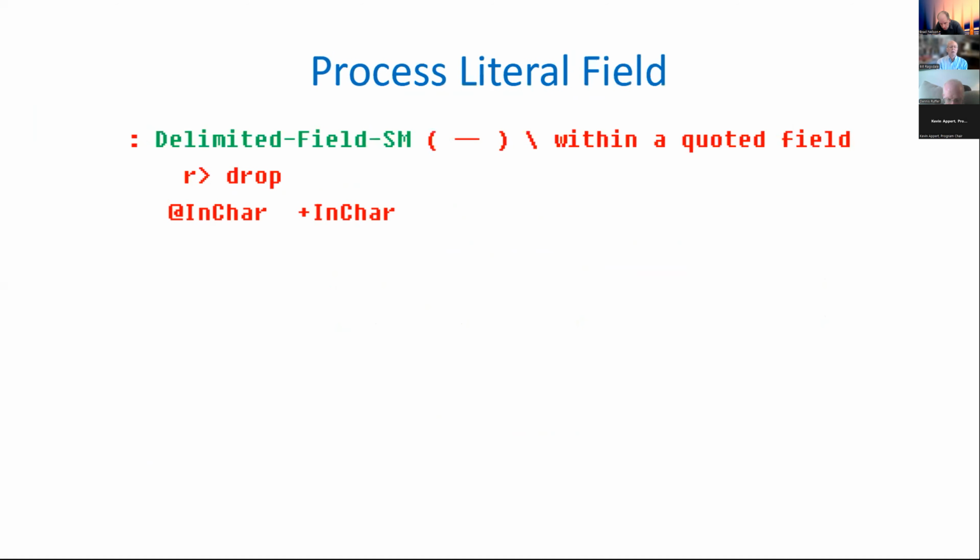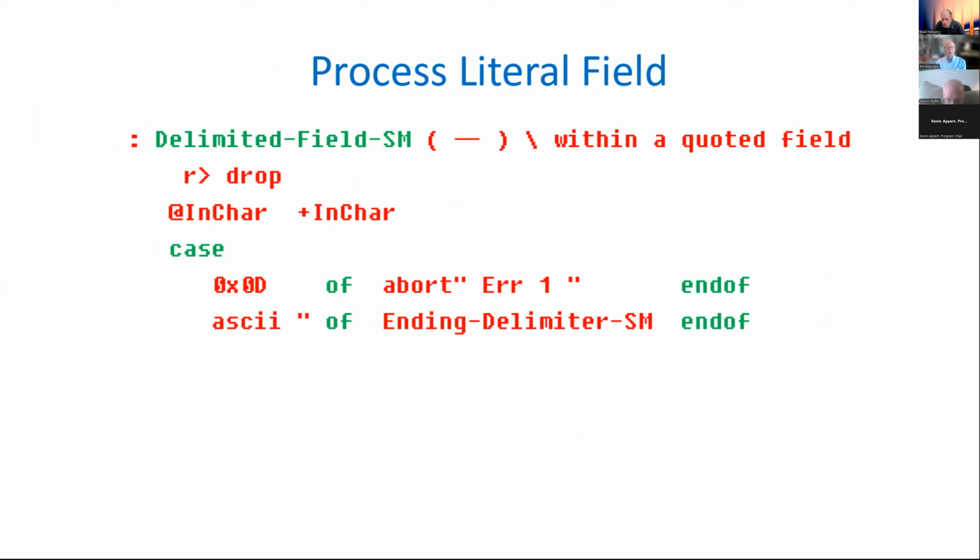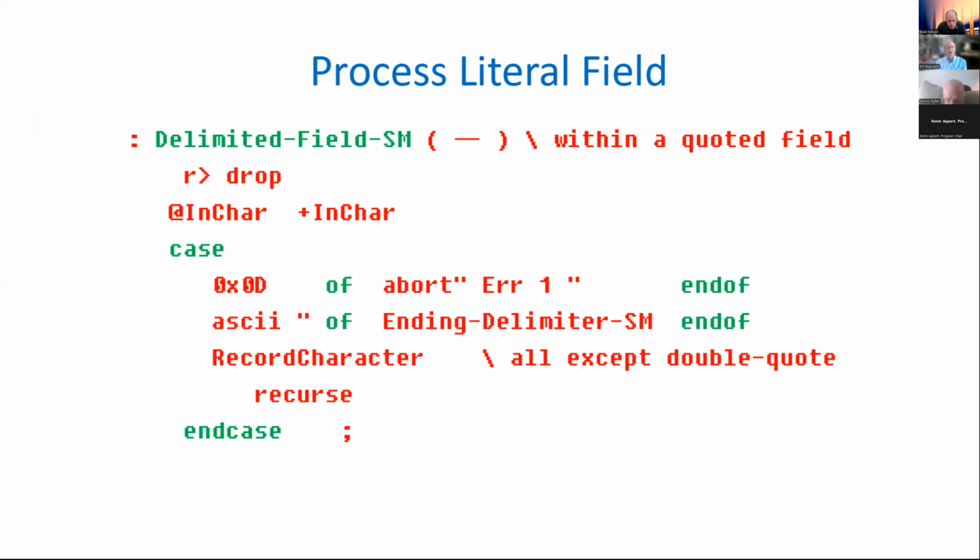The delimited field is similar. Again, it drops the return address, gets a character. And in this case, it should not encounter a 0D. If it encounters a 0D, this is an error abort because it's a format error in the input text. If at this point it gets an ASCII quote, it may or may not be at the end of a delimited field. It may be part of a double quote, or it may be the ending of the field. So we have a special routine that handles the ending delimiter. And lacking that, we are in the middle of a literal field, so it will record that character and recurse, calling itself.